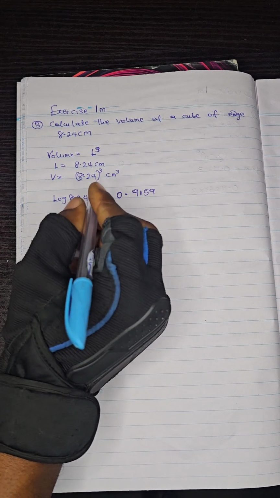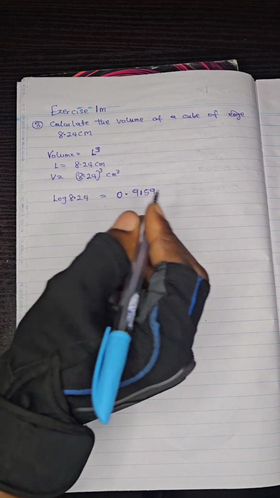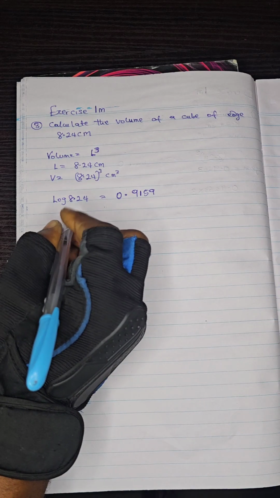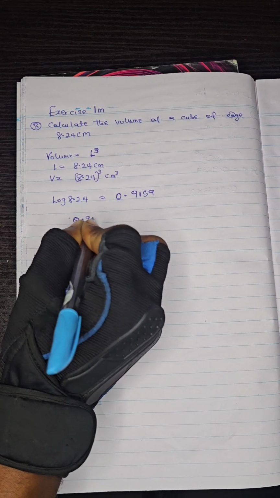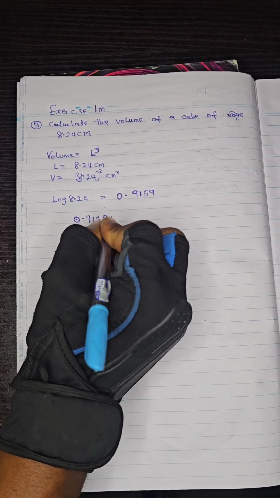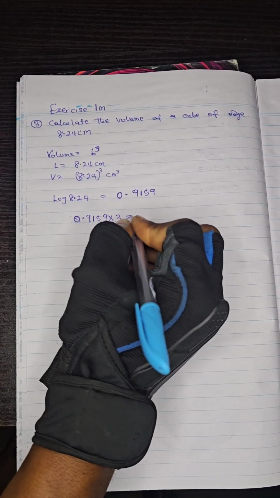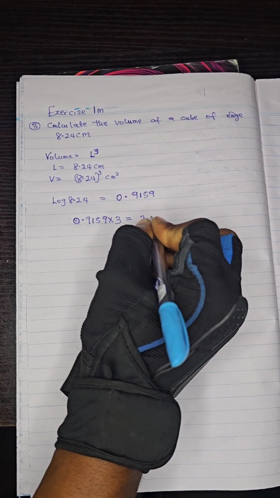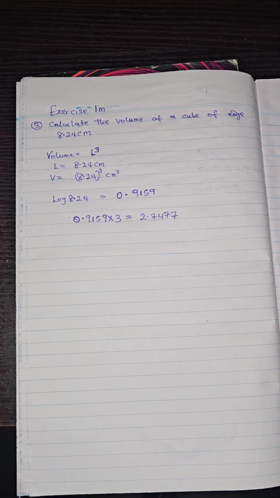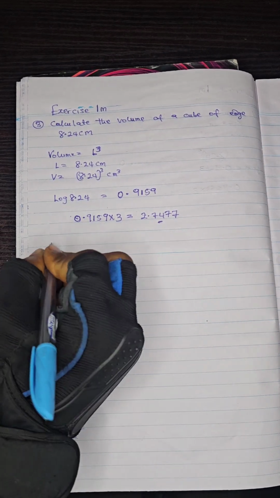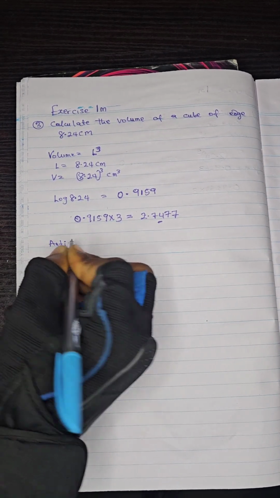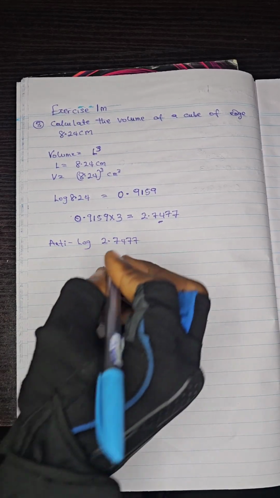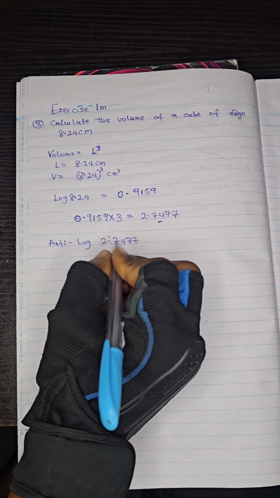According to our law of logarithm, when a number is raised to a power, what do we do? Multiply it by that power. So it will be 0.9159 times 3. I'll get 2.7477. So I'll now look for the antilog of this, 2.7477. Remember, you keep your characteristic and solve for your mantissa.